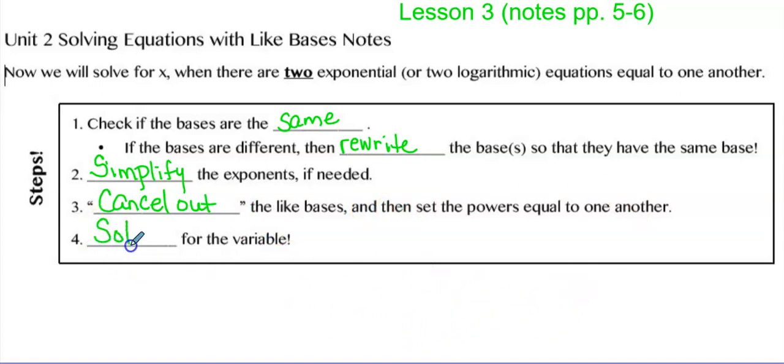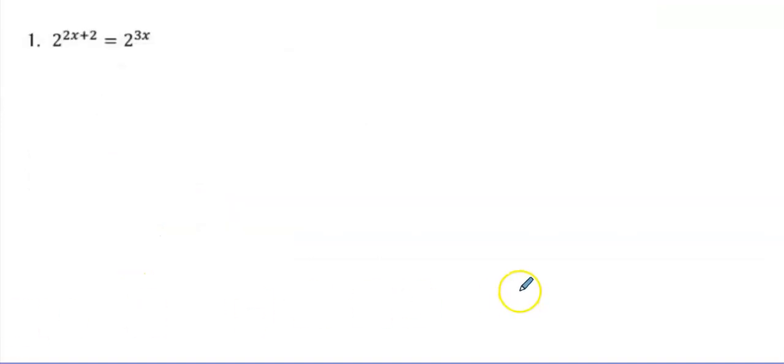Now let me show you with an example what that looks like. Okay, so here we have 2 to the 2x plus 2 equals 2 to the 3x. So check to see if the bases are the same. They are. I have a 2 here and a 2 here. So if the bases are the same, I don't have to rewrite it. I don't have to simplify the exponents because I only have one base and exponent here and one base and exponent here. Let me show you one. This one right here. See, I have all threes here, but I have two on the same side that are multiplied times each other. So when we get to this one, I'll show you how to simplify those exponents.